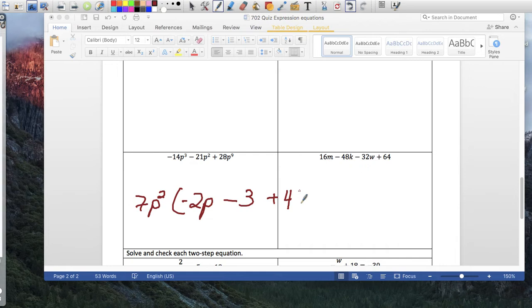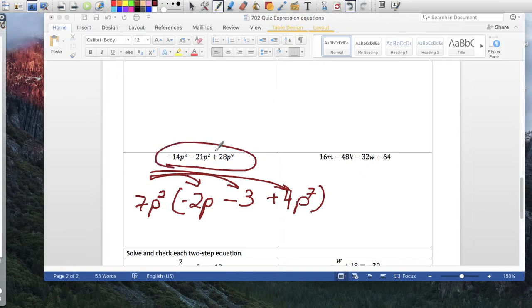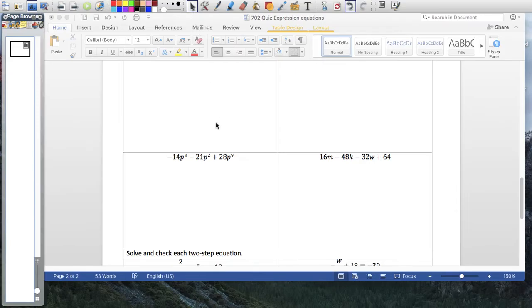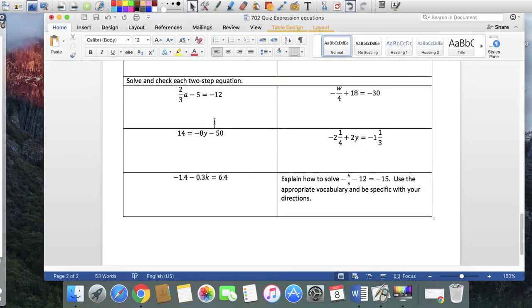This needs to be, that last term needs to have a P to the ninth. But in order to get P to the ninth, what do I multiply P to the second by? Multiply P to the second times P to the seventh. And you can always apply the distributive property to see if you get this guy over here. We're almost not done.